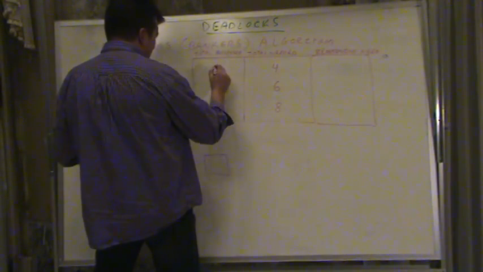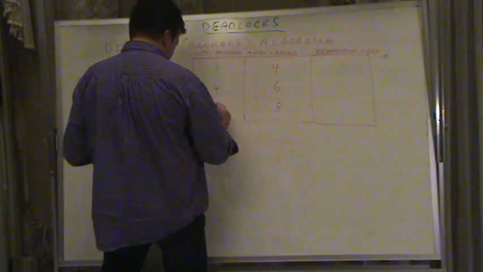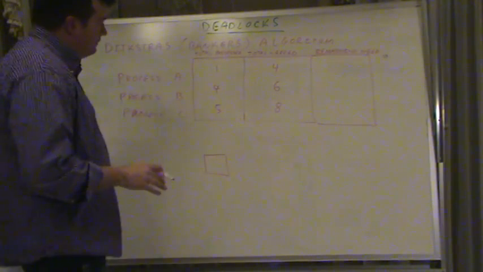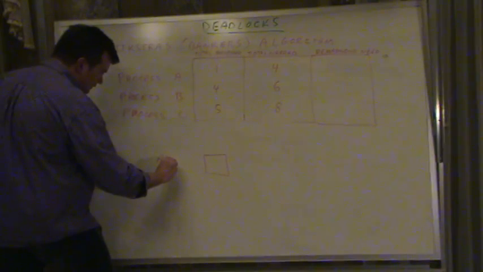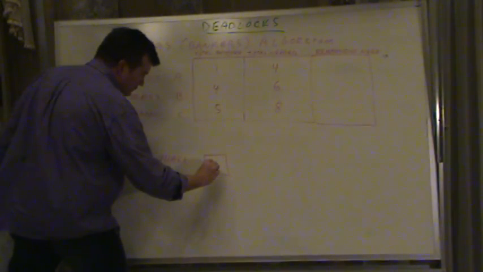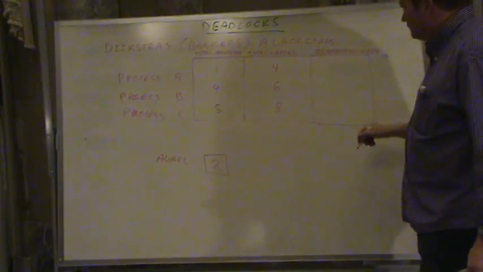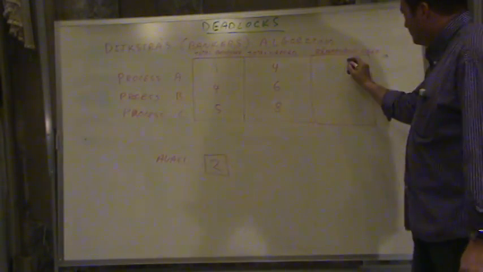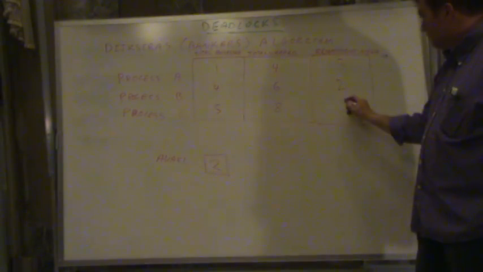But let's say at one particular point in time, process A currently has 1, process B currently has 4, process C currently has 5. That would mean 10 have been allocated out, so available would be 2 more. The operating system has 2 more to give out. And what would the remaining need be? The remaining would be the maximum minus the current allocation, so the remaining needs would be 3, 2, and 3.